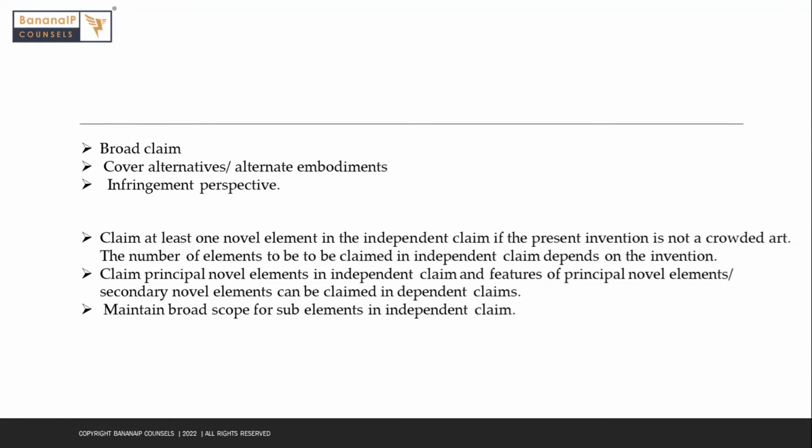So if, let's say, the invention is not in a crowded art, then we can claim at least one element in the independent claim. The number of elements that can be claimed in the independent claim depends upon the invention. And we can claim the principal novel elements in the independent claim, and the features of the principal novel elements or the secondary novel elements can be claimed in the dependent claims. And if we have sub-elements, let's say we have a component and we have a sub feature in that, then the broad scope should be provided for these sub-elements, so that evading the claim will be difficult for the third party.